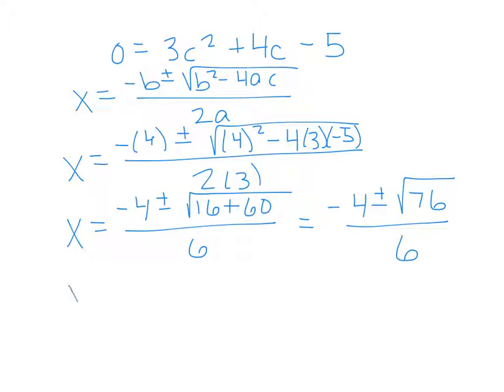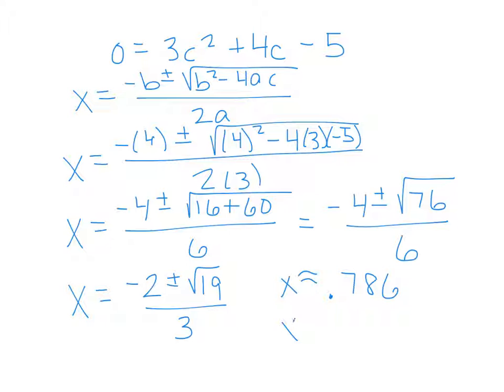Okay, so simplifying, and I'm going to skip a couple of steps here, the 76 breaks down to 4 times 19, so I can pull out a 2, and then I pull out a GCF, just because I'm running out of room. So this turns into negative 2 plus or minus the square root of 19 over 3. And that gives me 2 approximate answers when I go to my calculator. If I do negative 2 plus radical 19 and divide by 3, I get approximately 0.786. If I do negative 2 minus radical 19 over 3, I get approximately negative 2.11.